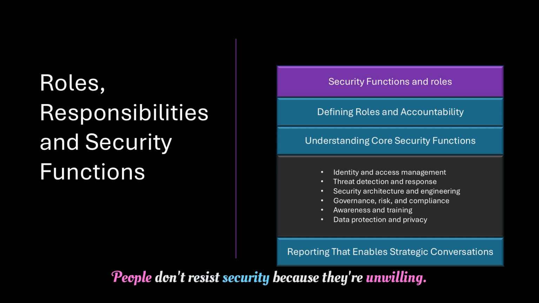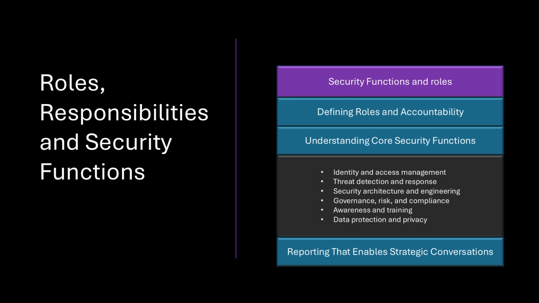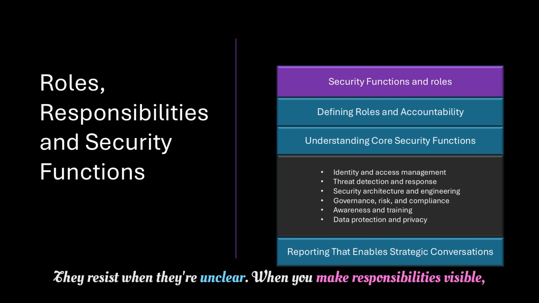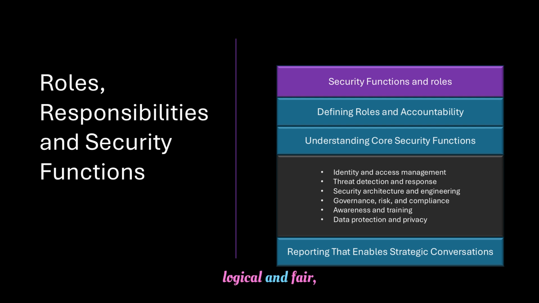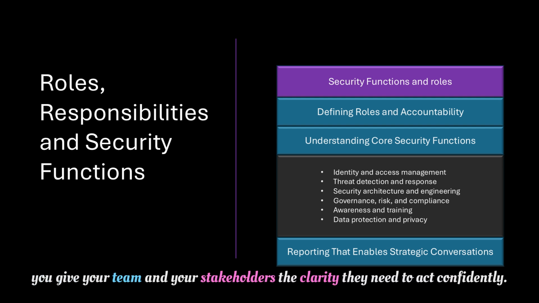People don't resist security because they're unwilling. They resist when they're unclear. When you make responsibilities visible, logical, and fair, you give your team and your stakeholders the clarity they need to act confidently.